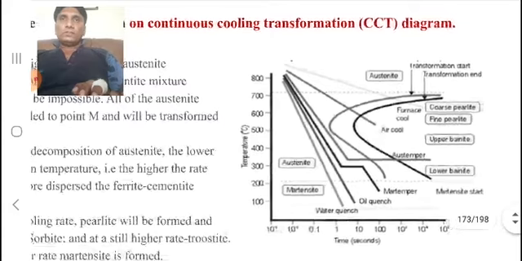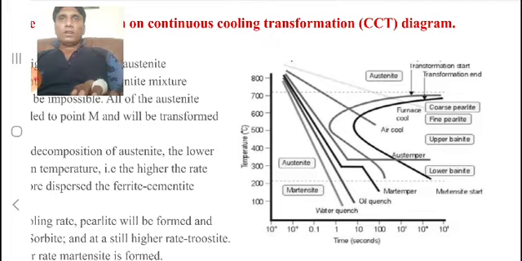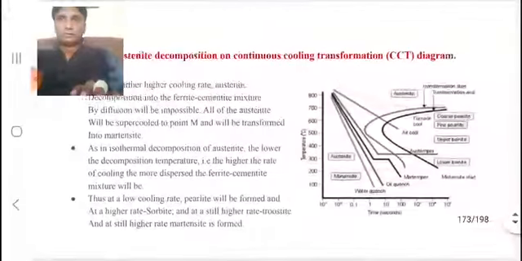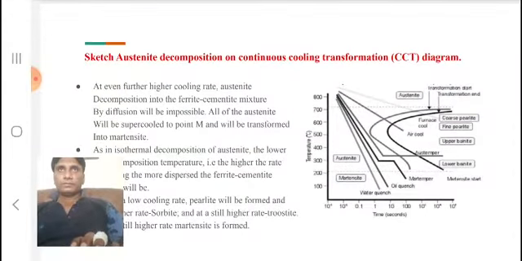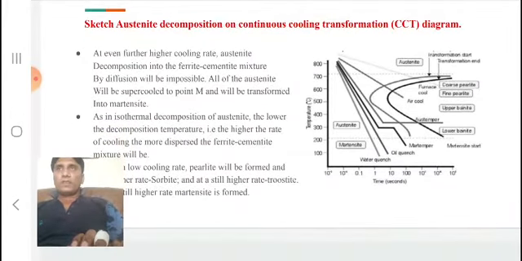So this shows slow cooling gives coarse pearlite, a little faster cooling gives fine pearlite, and then upper bainite and lower bainite and then martensite. So this is the major difference. As in isothermal decomposition of austenite, the lower the decomposition temperature, the higher the rate of cooling, the more dispersed the ferrite cementite mixture will be.